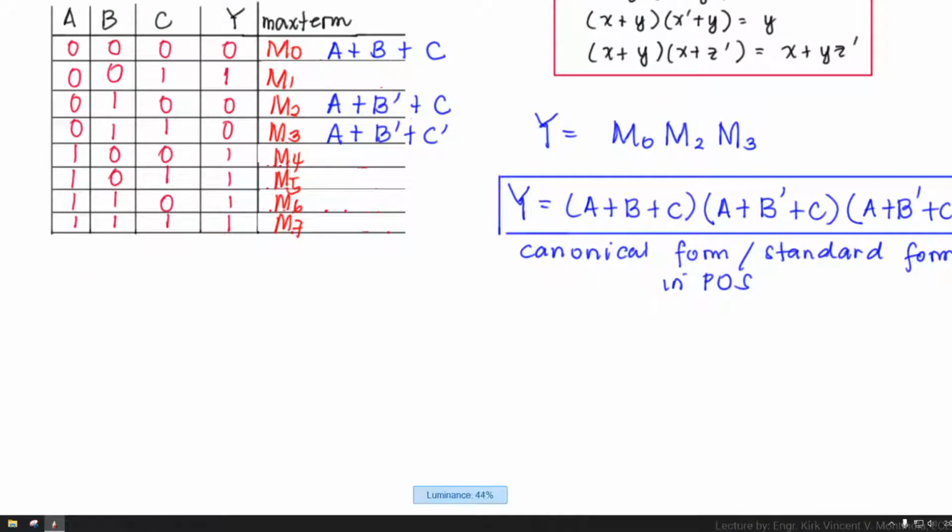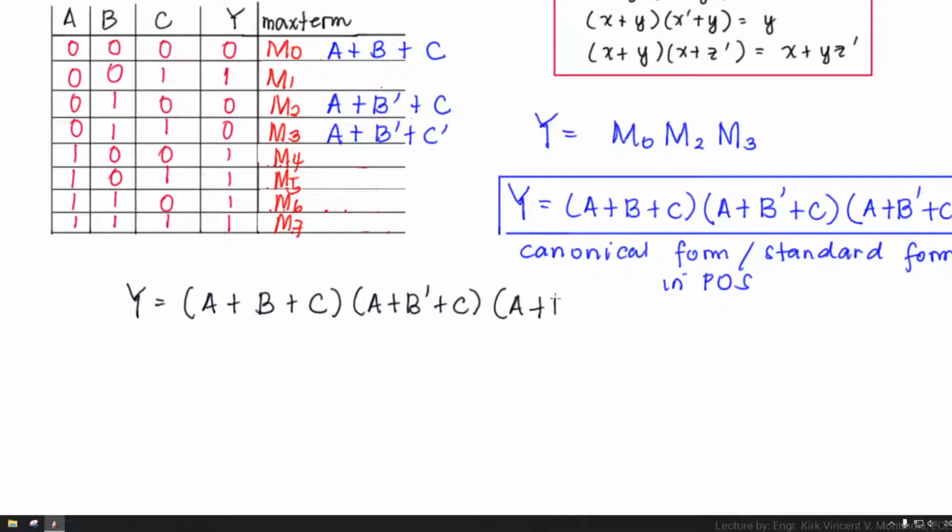Okay, so let's try to simplify our standard form. Okay, so Y is equal to A plus B plus C, then A plus B prime, then plus C. Then A plus B complement plus C complement. Okay, so anywhere you have, you can perform whichever part of our multiplication, because multiplication has a commutative law. Okay, so I will try here.